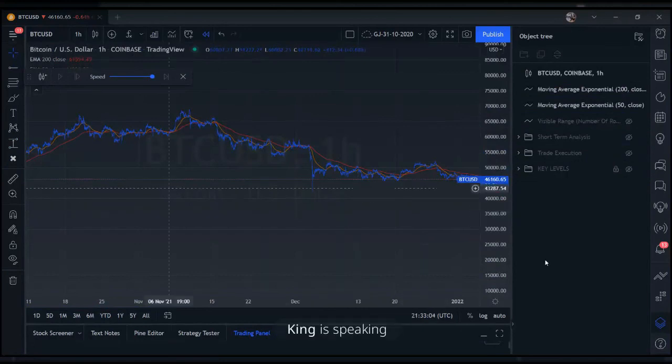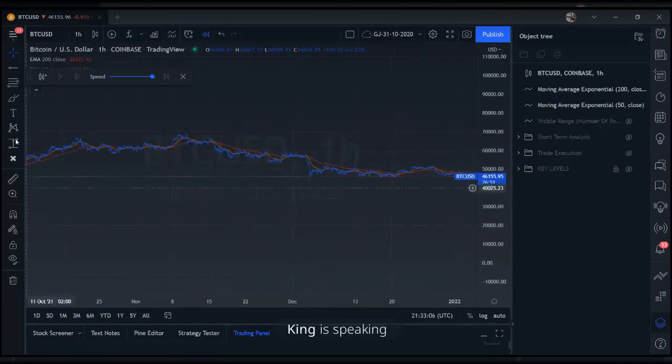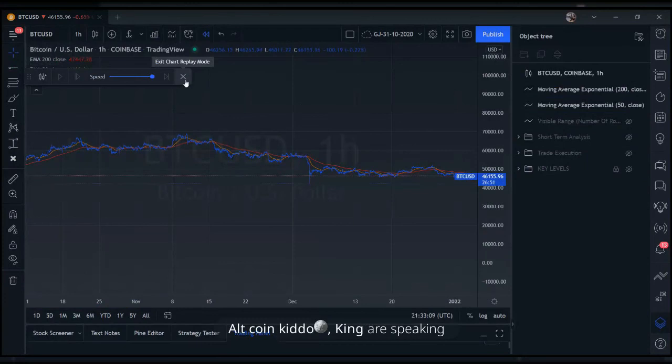Trend lines, support and resistance, but instead of straight flat lines, they are.